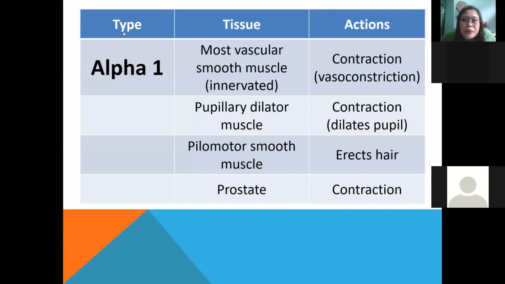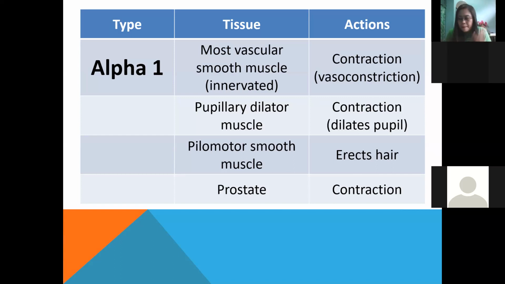Let's start with the alpha-1 receptor. Di ba 5 ka receptor ato, so mag-start ta sa alpha-1. Isa-isahon na nato tanan effect ni alpha-1. Agonist man ni. So pag ang agonist mo-bind sa alpha-1 receptor, ma-stimulate siya. Pag ma-stimulate siya, ma-activate siya, mag-ugma ang mga effects.